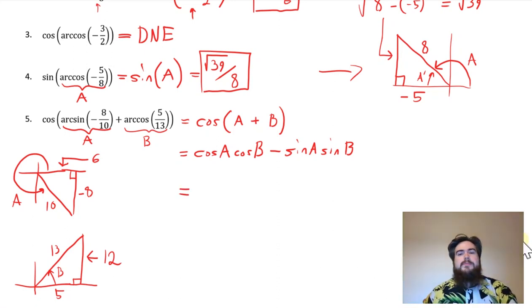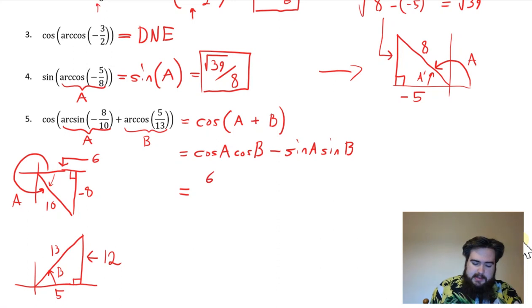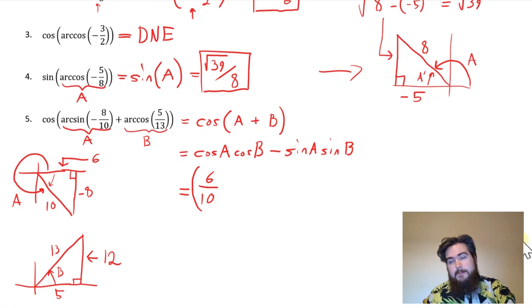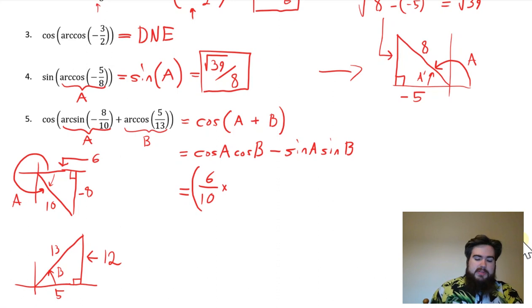Using all that information, we now should be able to put in our values. For cosine of A, looking at my first triangle, cosine is adjacent over hypotenuse. Thinking about the reference angle realistically here, the adjacent side would be 6, the hypotenuse side is 10. If you want to simplify that to 3 over 5, you may. Cosine of B, on the other hand, was actually provided to us from the get-go. The adjacent side of B is 5, the hypotenuse is 13.